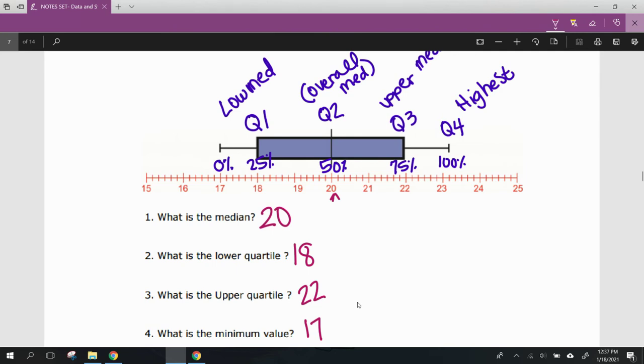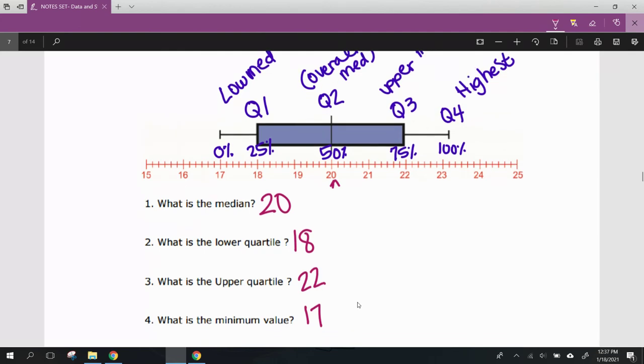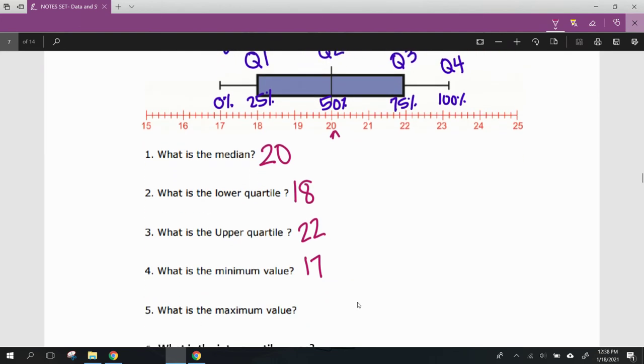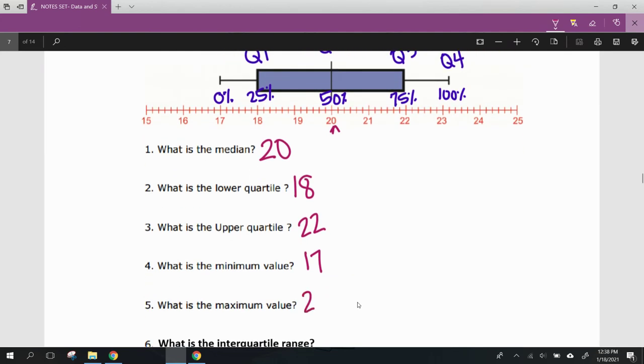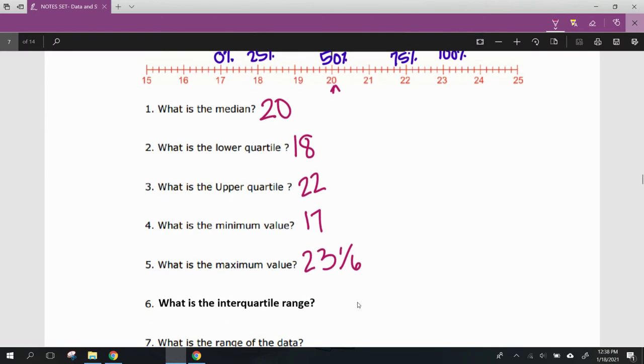So we can either write it as a decimal or a fraction. Let's see, it's broken up into 1, 2, 3, 4, 5, 6 parts. So I'm going to leave this as a fraction. I don't really want to work with 1/6 as a decimal. So 23 and 1/6. That's nice.